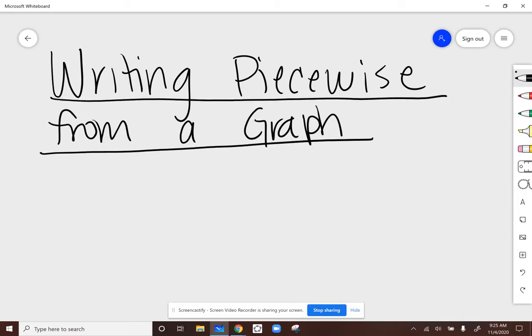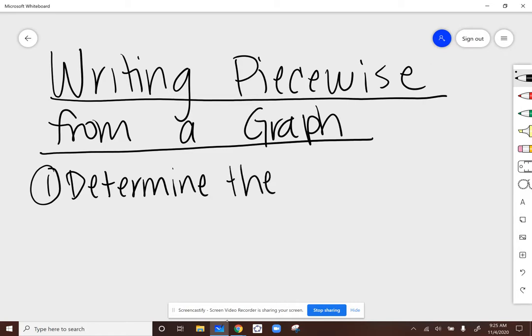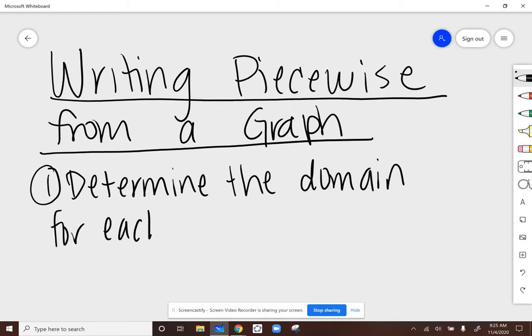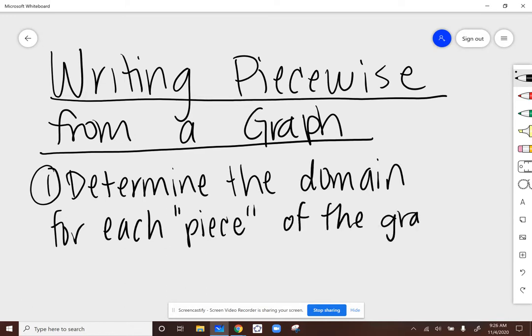So our first step when writing piecewise from a graph is to determine our domain for each piece of the graph. Get it? Piecewise. And if you need to, go ahead and refer back to our domain and range notes if you're struggling with that aspect of this problem.